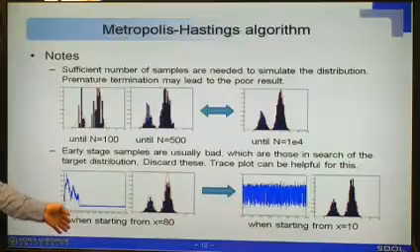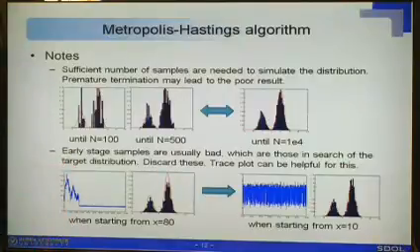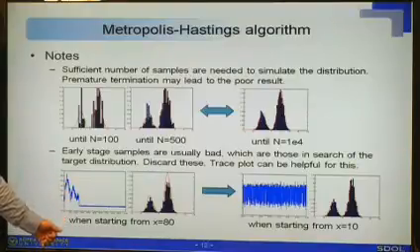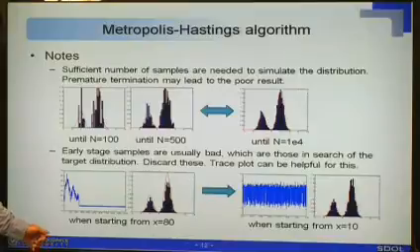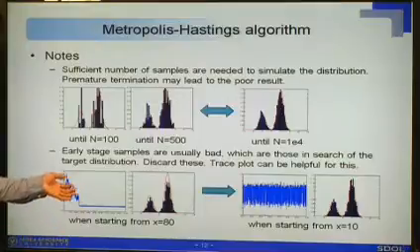How early and how long do we have to discard? I don't know. It depends on the characteristics of the problem. That's the difficulty in this process. So we have to always check this kind of trace plot, the process using this trace plot.